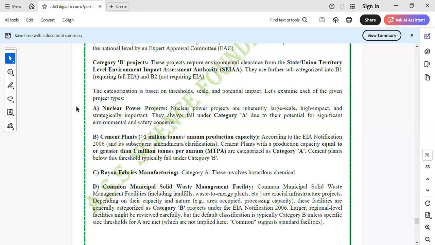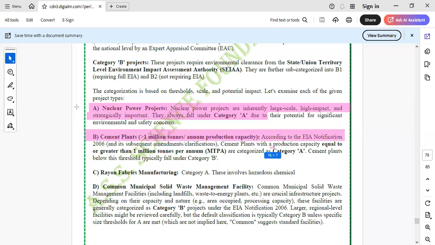So as mentioned here, you can see that nuclear power projects are inherently large scale, high impact and strategically important. So they are under A category. Then cement plant of more than 1 million tons annual project capacity, they are under A category, but here they have given less than 1, right? So if equal to and greater than this, then A, and below this threshold under B.